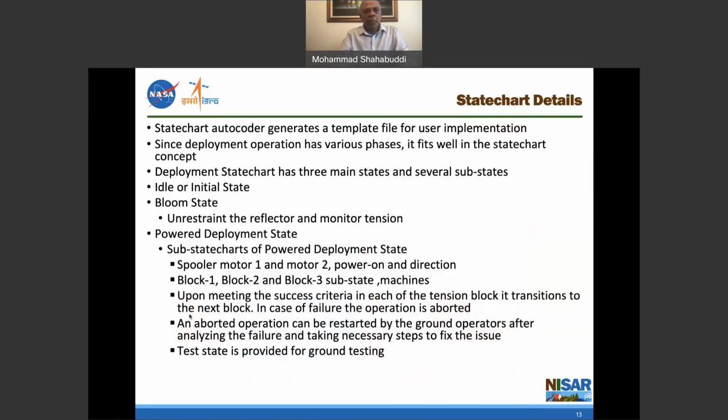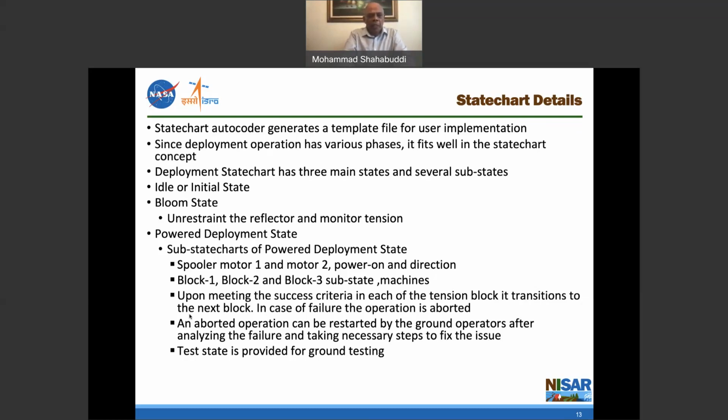This is just a textual explanation of what I already described. As mentioned earlier, the deployment state chart has 3 main states: the idle or initial state, the bloom state, where the unrestraint of the reflector happens and we monitor the tension. Power deployment state is the state where the motors are managed, and we go through block 1, block 2, and block 3 substate machines.